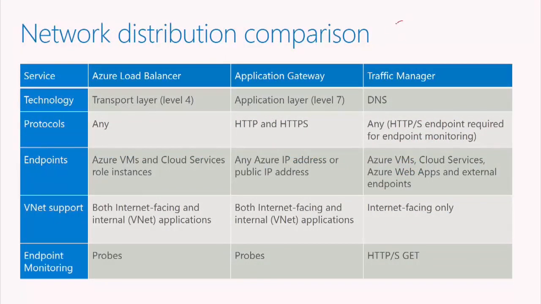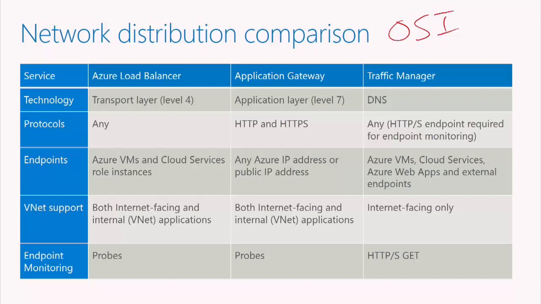There we go. Traditional OSI model. Layer 7 being the application layer, layer 4 being basically at the TCP level, so port and protocol level. So for example, I could load balance FTP traffic with a load balancer, but not necessarily with an application gateway.